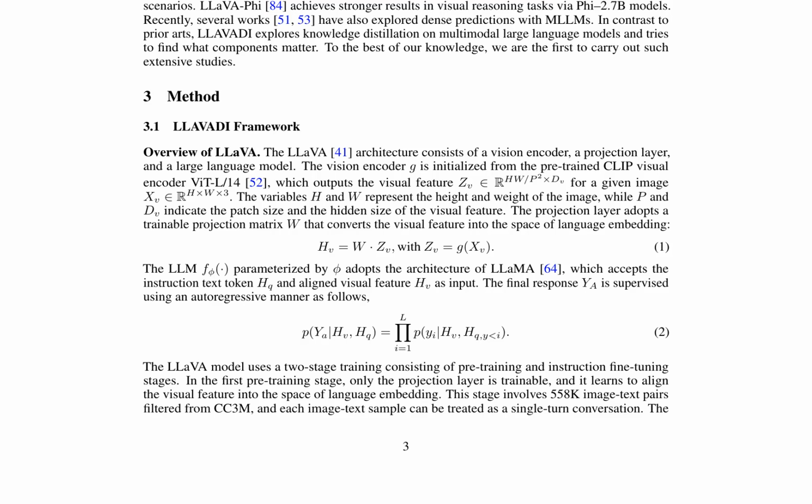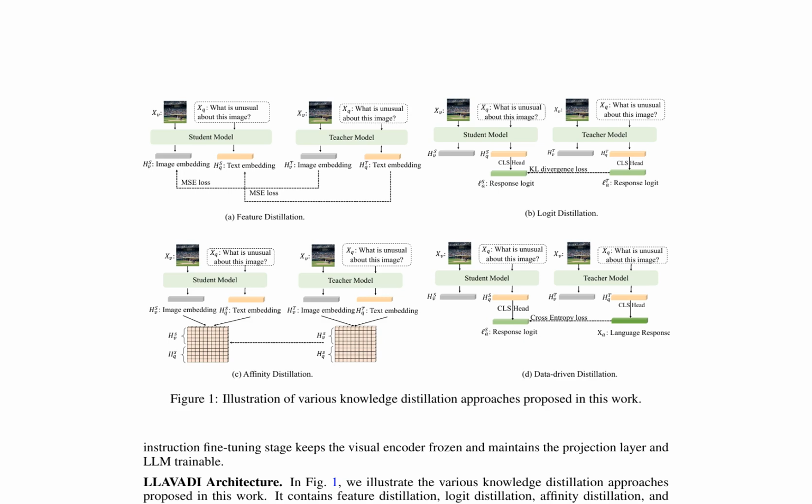The vision encoder outputs visual feature ZV for a given image XV. The projection layer converts visual feature ZV into language embedding HV. The LLM accepts instruction text token HQ and aligned visual feature HV as input. The LLaVA model uses two-stage training, pre-training and instruction fine-tuning. The pre-training stage involves 558K image text pairs filtered from CC3M.